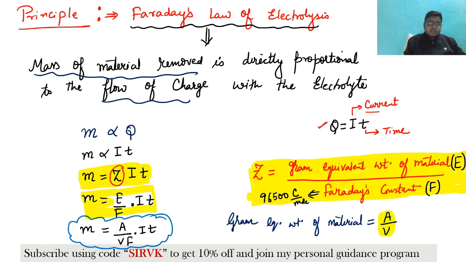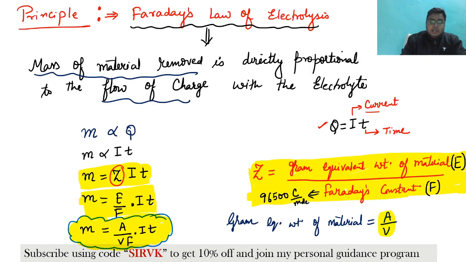So remember these relations. If you remember these relations, my dear friend, you will be able to solve every numerical related to the ECM processes. Fine. And even if you cannot remember them, if you remember how I have explained these formulas are coming, you will definitely understand these things.